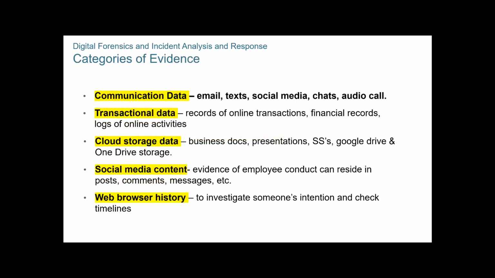And then there are categories of evidence. Communication data: the email, text, social, and all of that is open game. Transactional data: something we buy, financial records, any online activity that we do. Cloud storage now comes into play. We all use Google Drive. Social media is open game. Web browser, so you can check someone's intentions. So those are different categories of evidence.